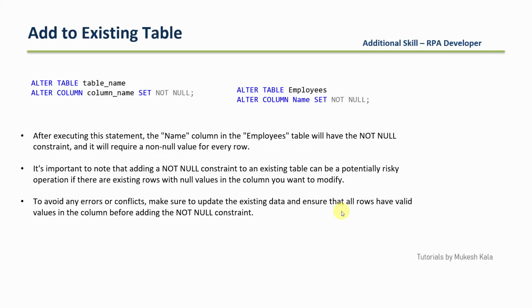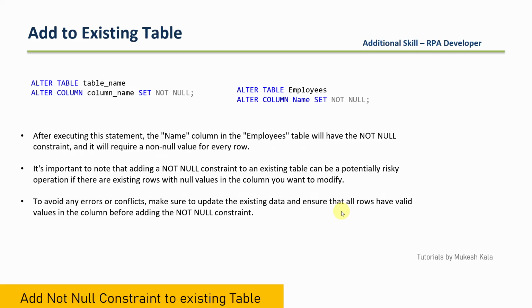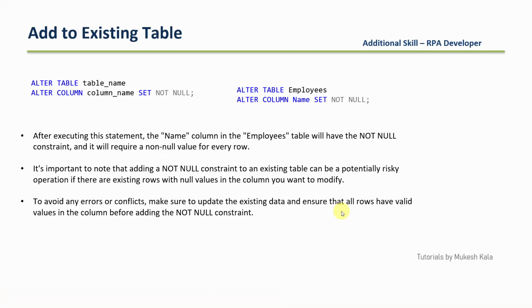See this example. I have already created a table, and later on I realized that my table needs a constraint which I forgot while creating the table. So same like the previous constraint, if you forgot to add it while creating the table, you can always add it once the table is created also. All you have to do is use this syntax: alter table, whatever table you have. For us it's employees, alter table employees, alter column, what is the column name? For us the column name is name, set to not null.